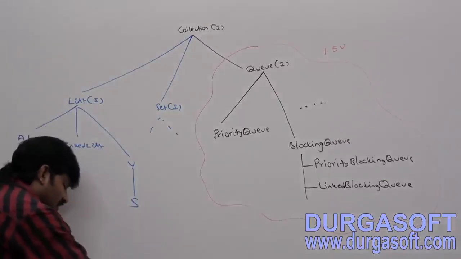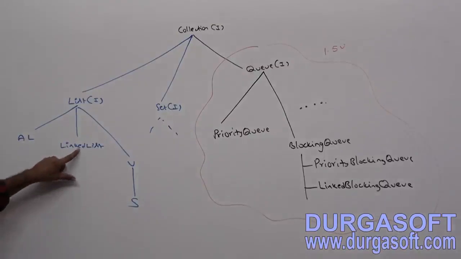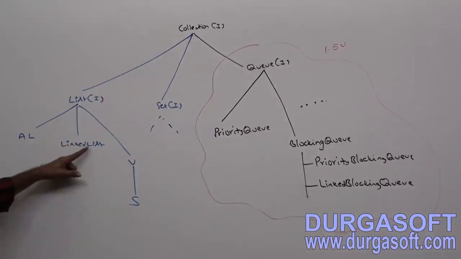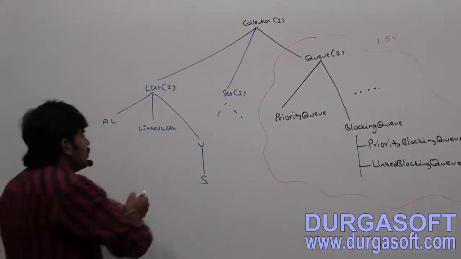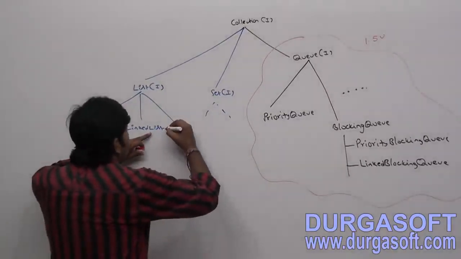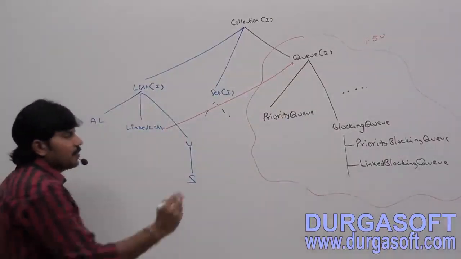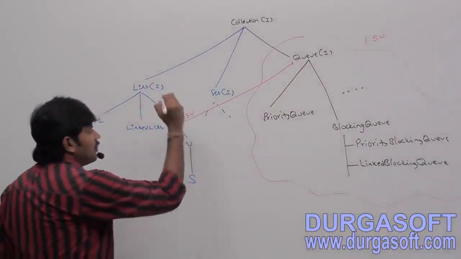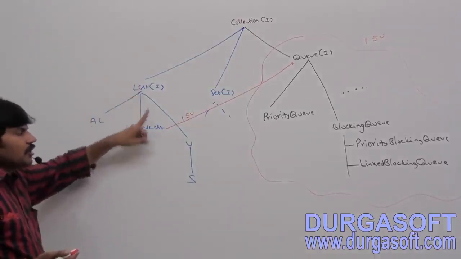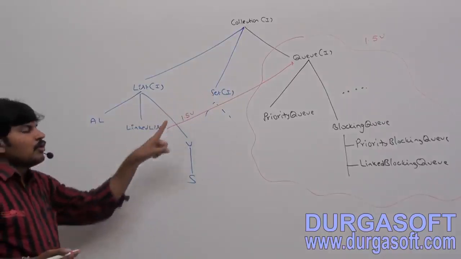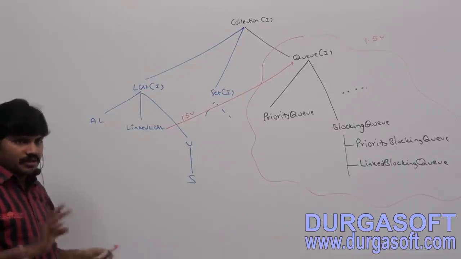But there is one point I didn't discuss up to this. LinkedList implements which interface? The List interface. From 1.5 version onwards, the LinkedList class also implements the Queue interface. So LinkedList implements List, and Queue also. This came in version 1.5, right? Are you getting?